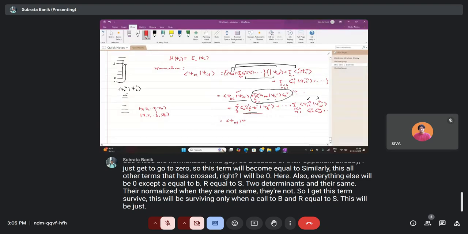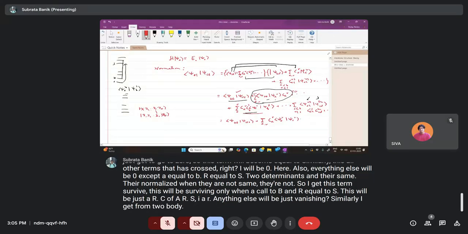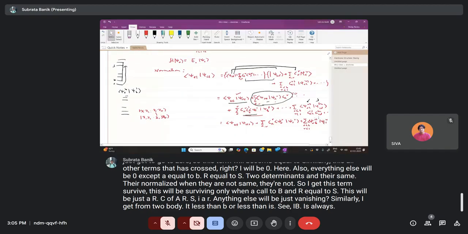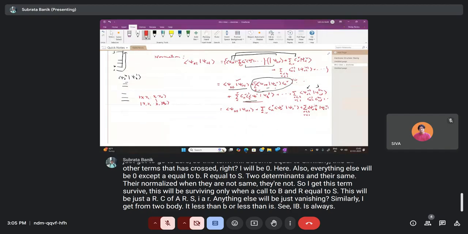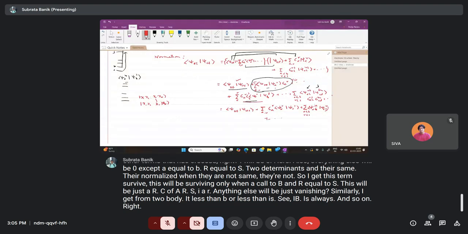This will be just C of AR, psi AR, psi AR. Anything else will just vanish. Similarly, I get from two body, A less than B, R less than S, C psi AB RS, psi AB RS, and so on. Right? Now it's the important part.